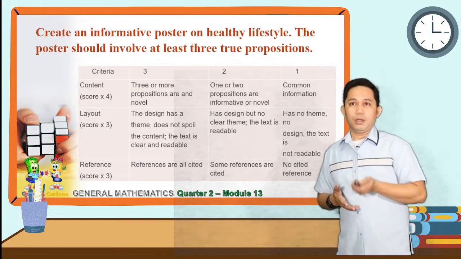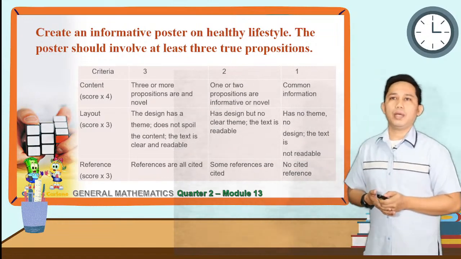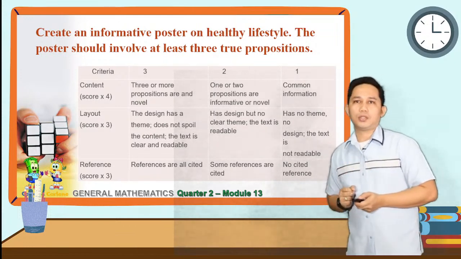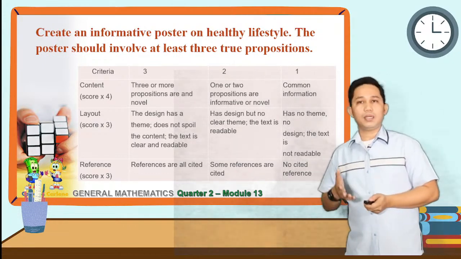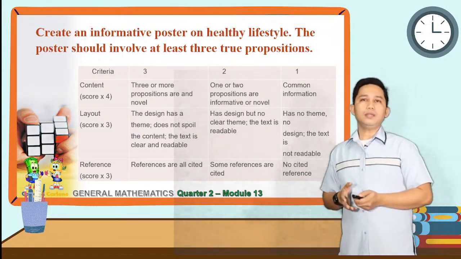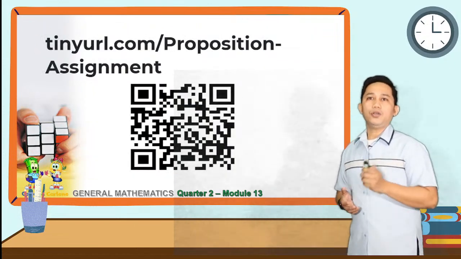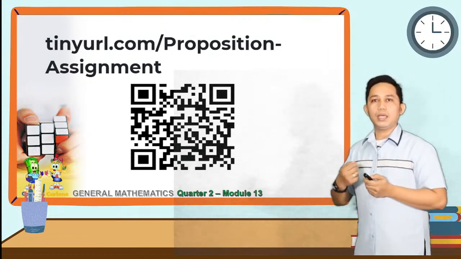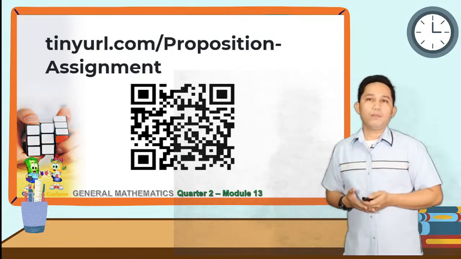So with that, this is your assignment. Create an informative poster on healthy lifestyle. The poster should involve at least three propositions. So please be guided on the given rubrics. But anyway, class, the rubrics can also be found in your module. After you're done with your assignment, you can submit it through this link. And you can also scan the QR code and it will directly get you to the link.